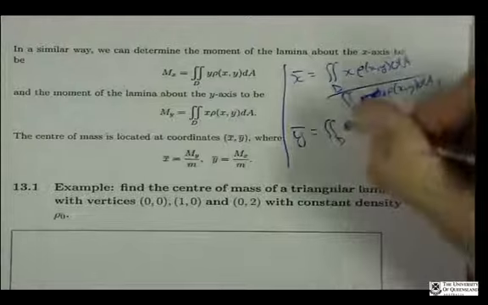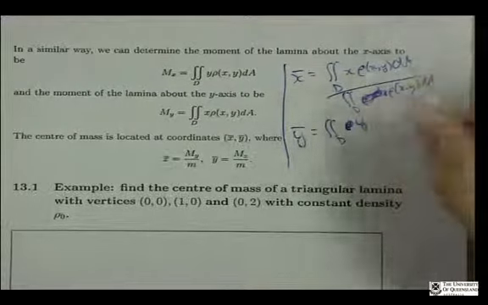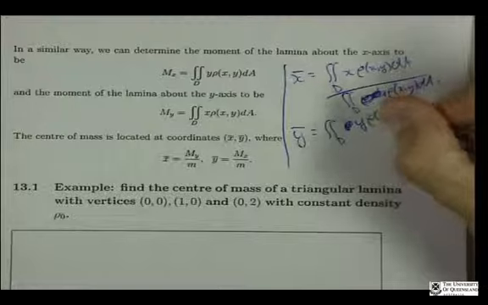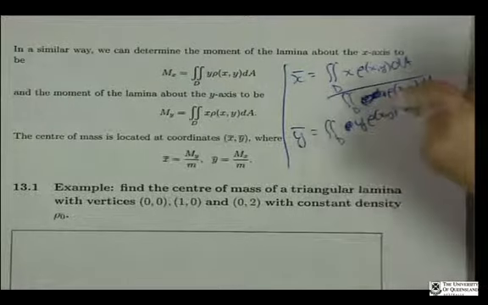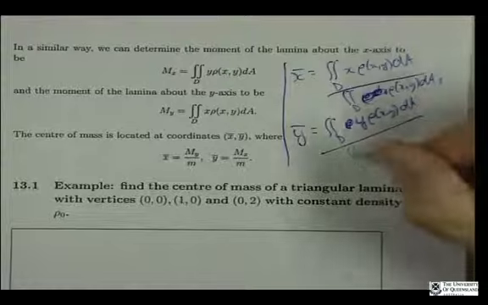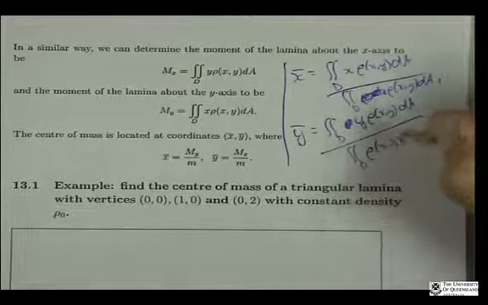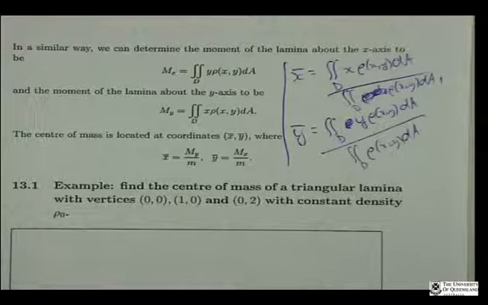But the only difference is we'll have the first order moments in the y direction, which will be y times rho of x, y, dA. So the integral of y times rho divided by the integral of rho. The integral of rho just being the total mass. All right, and that's what's summarised here.